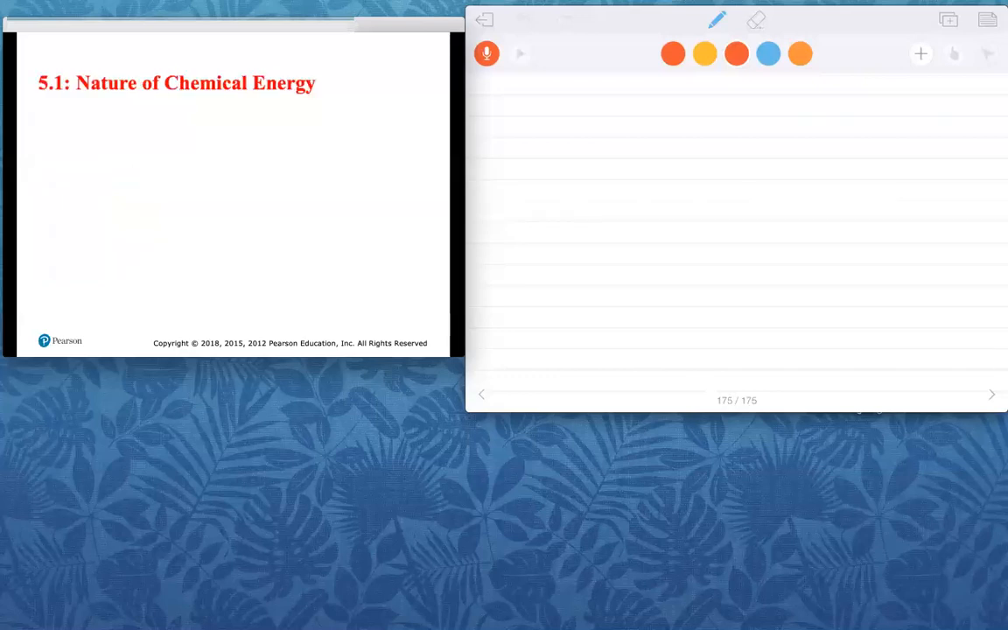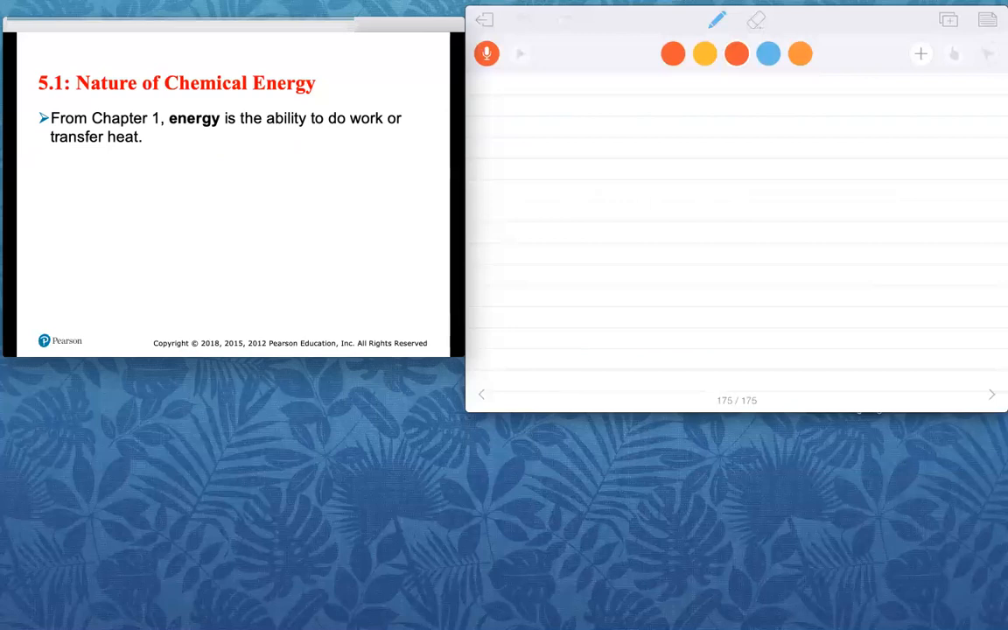Now, 5.1, nature of chemical energy. When we say chemical energy, there are different types of energies, all right? We talked about energy before, and there are two types of energies. We talked about kinetic energy and potential energy. And we looked at how to determine the kinetic energy using the equation KE equals one half times mass in kilograms times velocity squared, that is meters per second squared. That's what we talked about in the previous chapter.